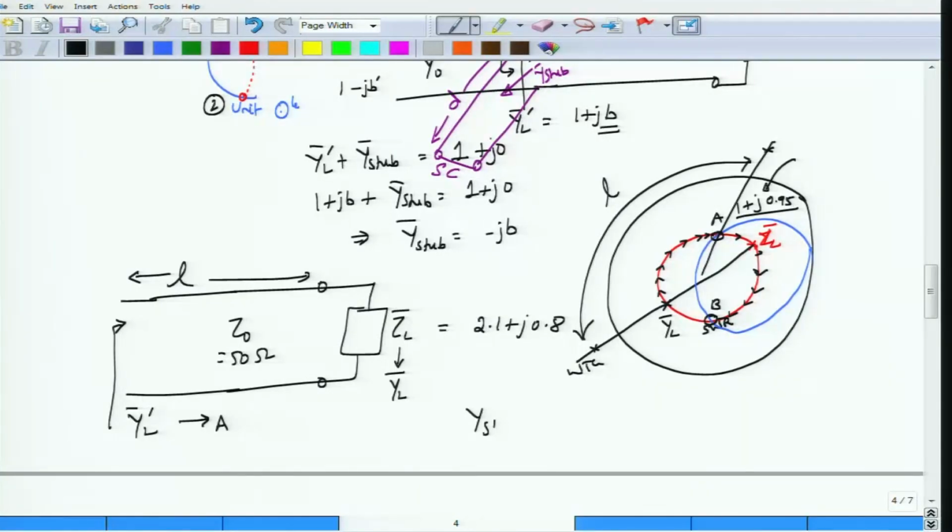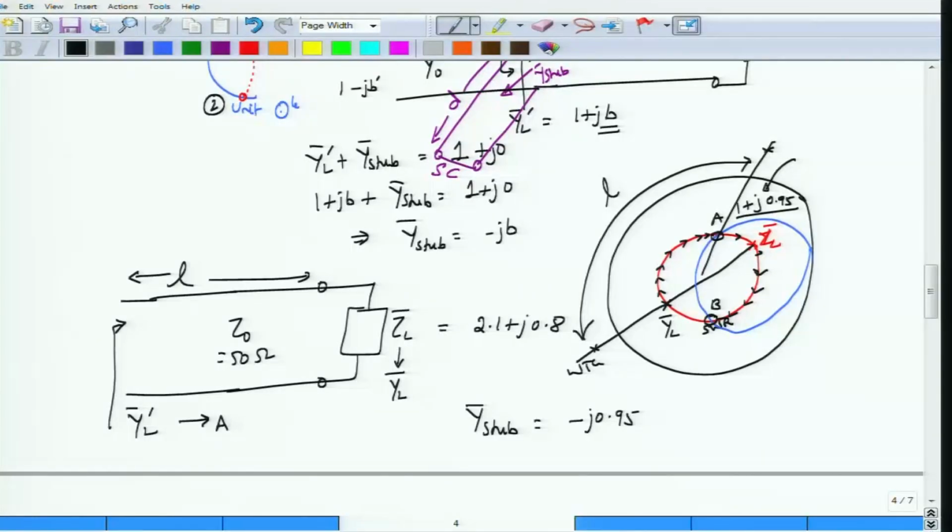Therefore the stub normalized admittance that you require in order to obtain impedance match is minus j 0.95. And on this stub network, where should I move towards? From the short circuit point I should be moving towards the generator, so that at a certain length d the stub admittance normalized will be equal to minus j 0.95.